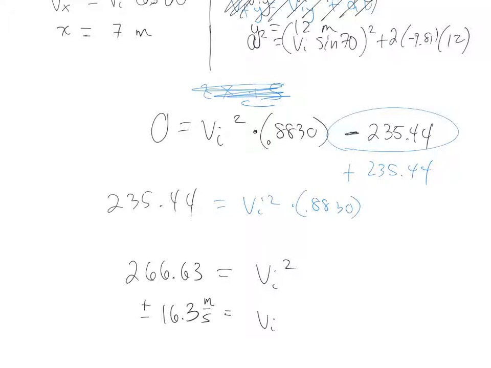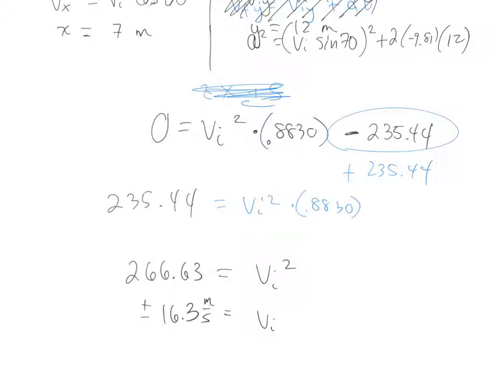VIY was right up there. See the VI sine 70? I'll point to it. This is VIY. And VIY is being squared. Once we got rid of the sine 70 here, and it became this, and we squared it, and then we divided by it, we got this by itself. This is VI itself. This is the initial velocity overall. So you could say that this object was fired at 16.3 meters per second at an angle of 70 degrees. That is not VIX, that is not VIY, that is just VI, the overall initial velocity it's launched at.